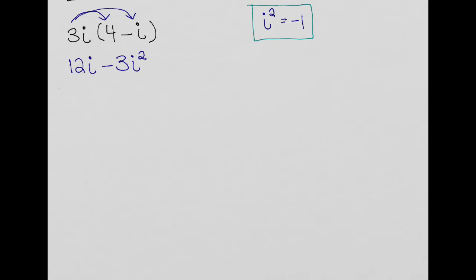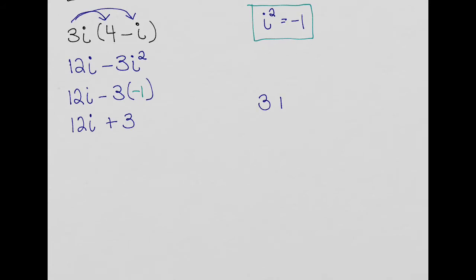So for this one, I've got 12i minus 3, and this i squared is going to be negative 1. So then 12i and a negative 3 times a negative 1 is positive 3. Now we would be finished with this one. However, I think Hawks is going to want you to write your answer in the form of complex numbers that we did before, where you have the real part first.